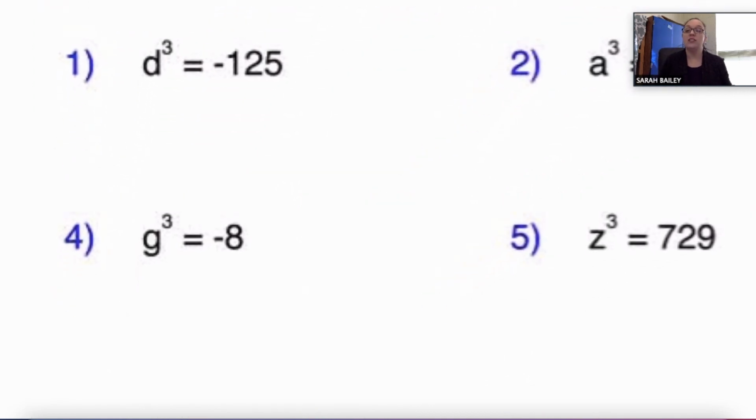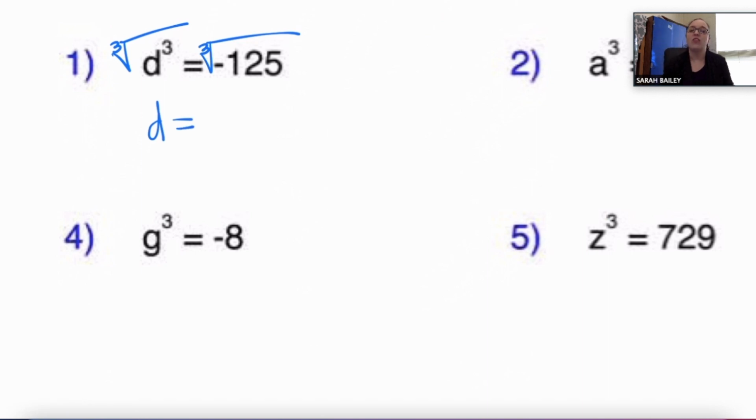D cubed is equal to negative 125. So I need to do the opposite or inverse operation. The opposite of cubing a number is taking that number's cubed root. So I'm going to take the cubed root, make sure you have that little 3 there inside the radical sign. I'm going to take the cubed root of each side. The cubed root of D cubed, remember cubed root means what number to the third power, or cubed, is equal to D cubed? Well, D, obviously.